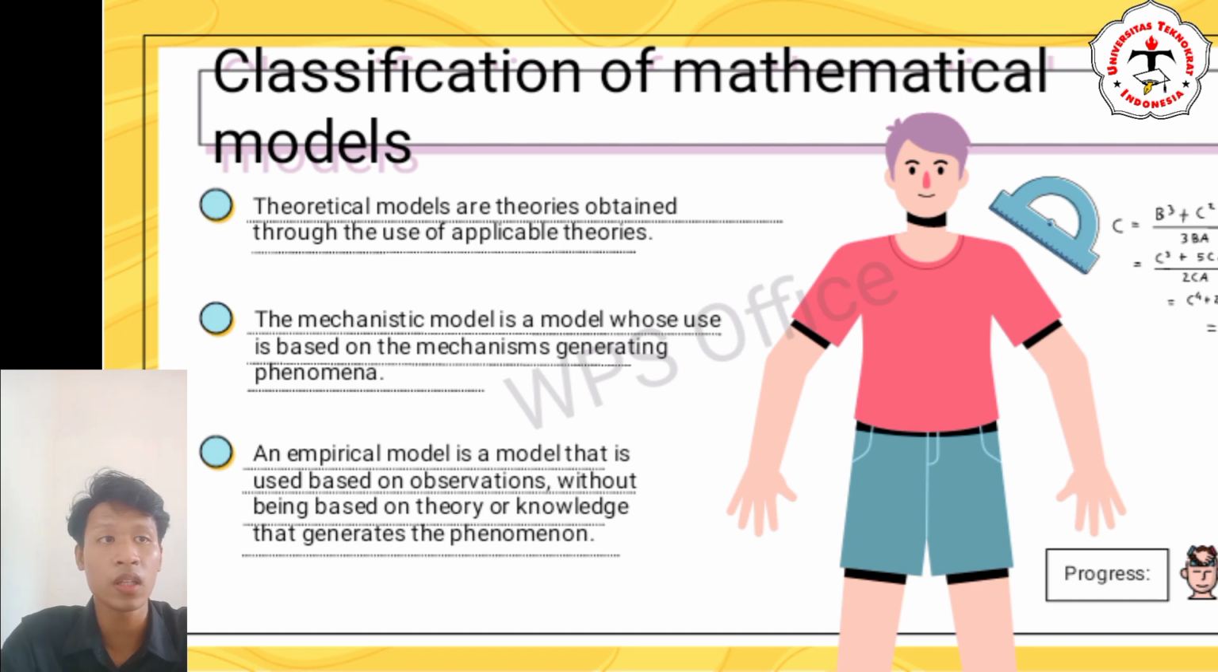Classification of mathematical model. Theoretical models are theories obtained through the use of applicable theories. Number 2, the mechanistic model is a model whose use is based on the mechanism generating phenomena. Number 3 is an empirical model, a model that is used based on observation without being based on theory or knowledge that generates the phenomenon.